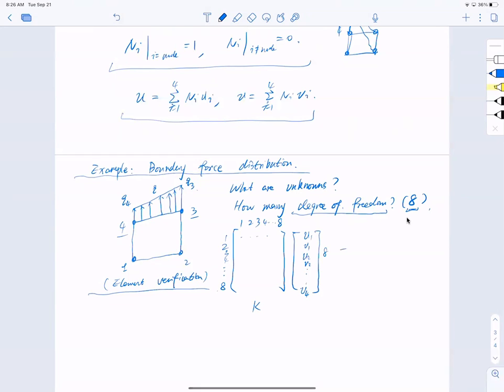So the left side is an 8 by 8 K matrix, which you learned from previous lessons, and the displacement vector is 8. On the right-hand side, what are these? These are nodal forces. How many do I have? I need to get 8 as well. Exactly.